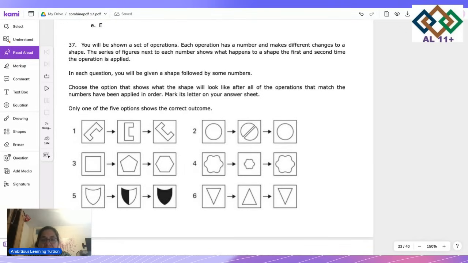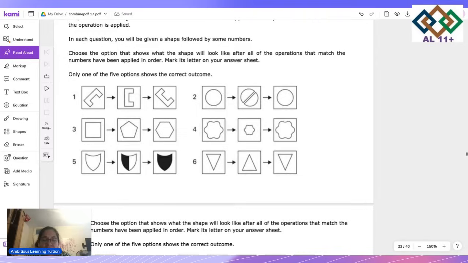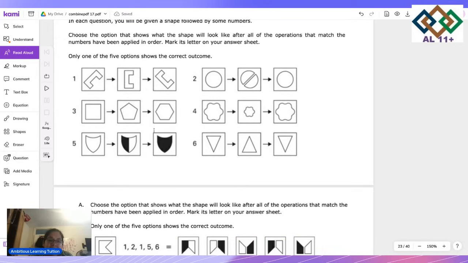And then you have the number reasoning. You will be given shapes like this. This is something new which is added in Kent.